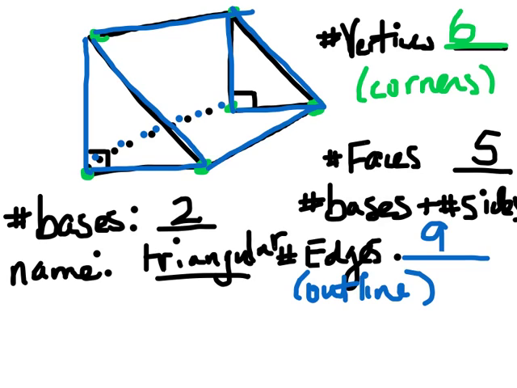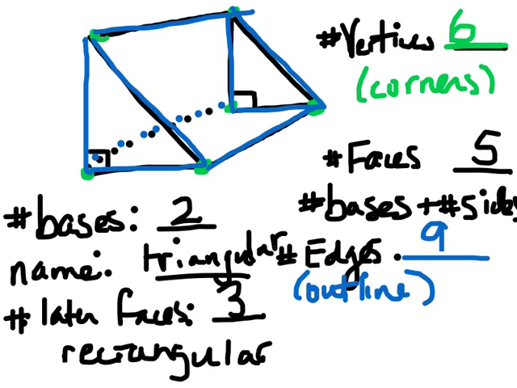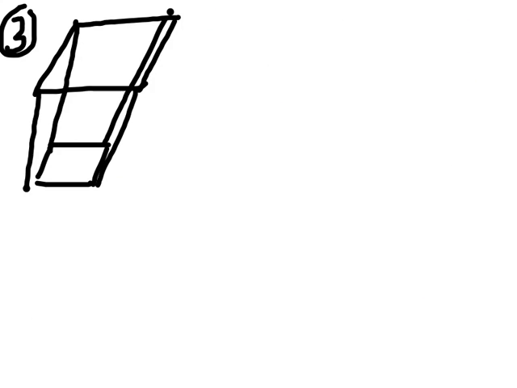Now, lateral faces is another way of saying just the sides without the bases. So the number of lateral faces. How many sides do you have if you take the bases out? 3, right? And we have 3 sides. And the name of the lateral faces, in this case, we're going to say rectangular. The name of the sides are rectangles, but that leads us to call it a prism. So that's why we called this one a triangular prism. So my drawing is bad.